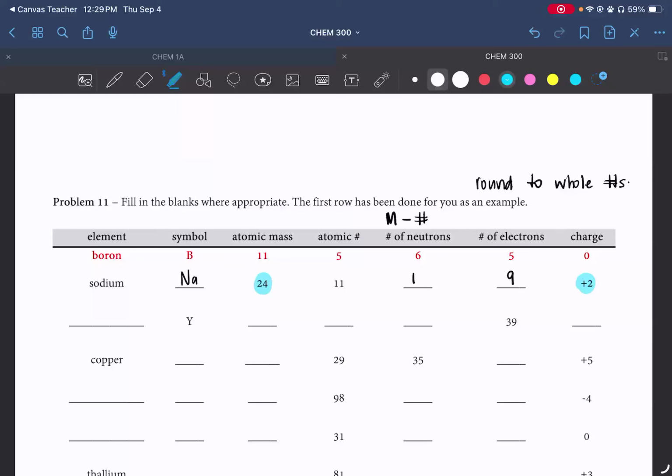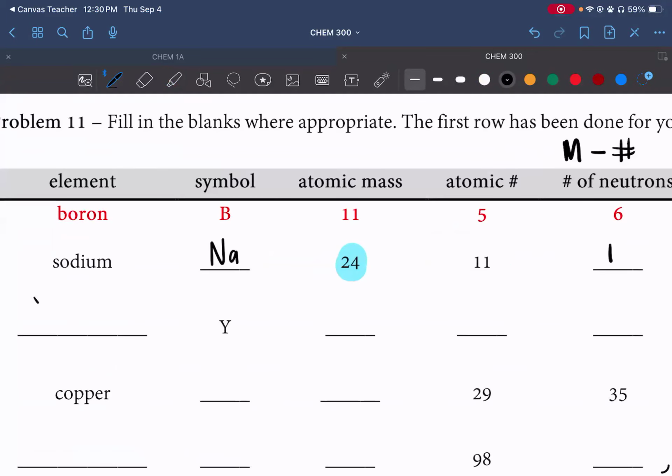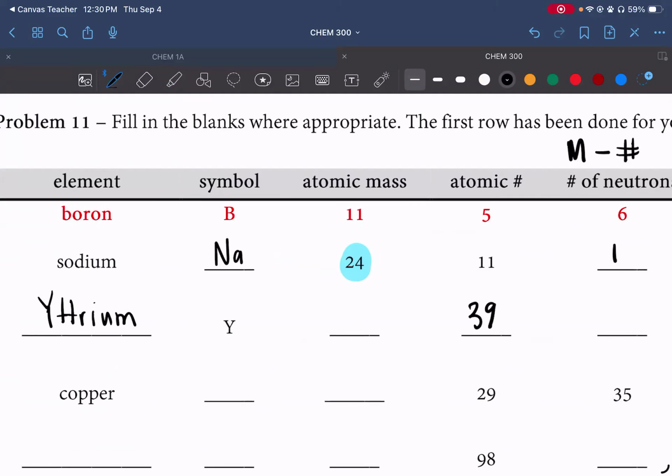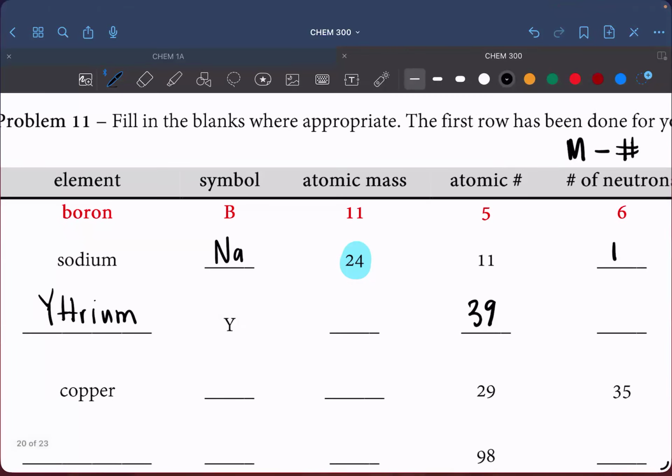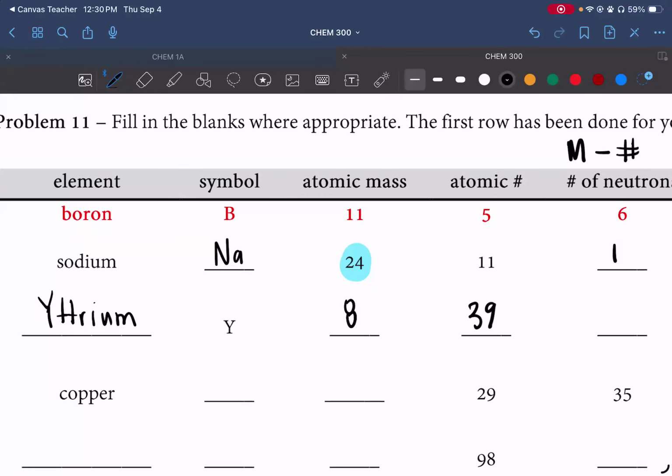Let's try the next row, atomic symbol Y. That's all you're given to look for it on the periodic table. Take a scan for yourself. It's just the atomic symbol, the letter Y. All right, hopefully we found it. The letter Y is called yttrium. And its atomic number is 39, which means it's the 39th element. And according to the periodic table, its rounded mass is 89.